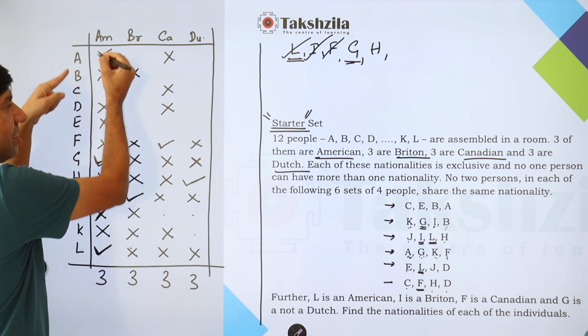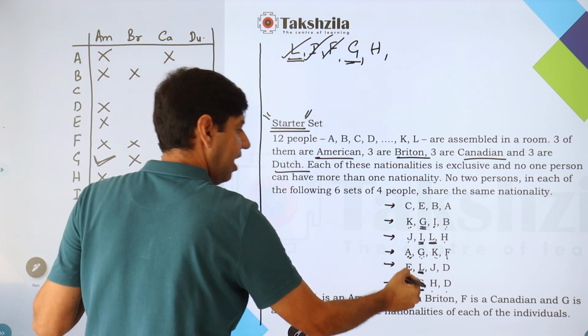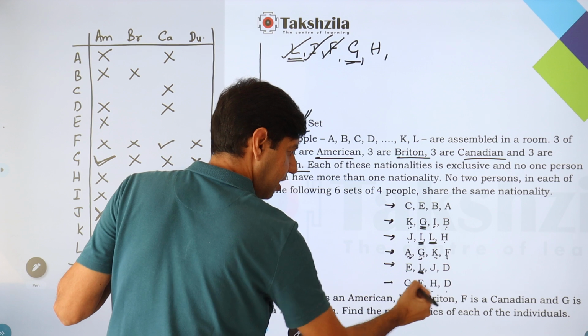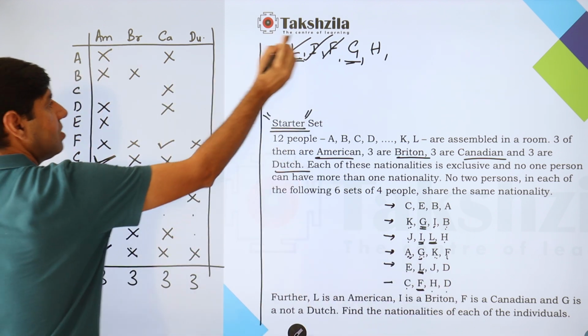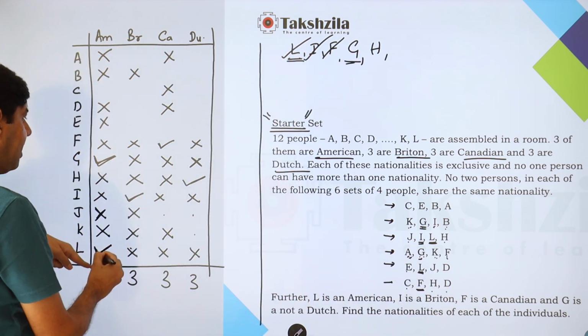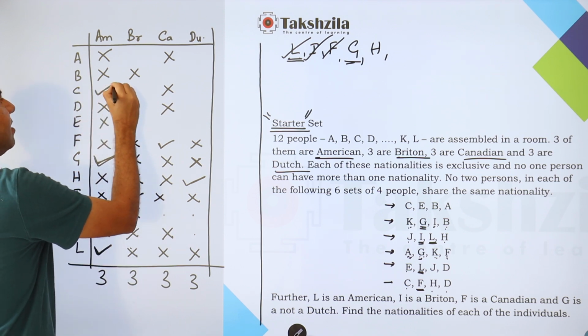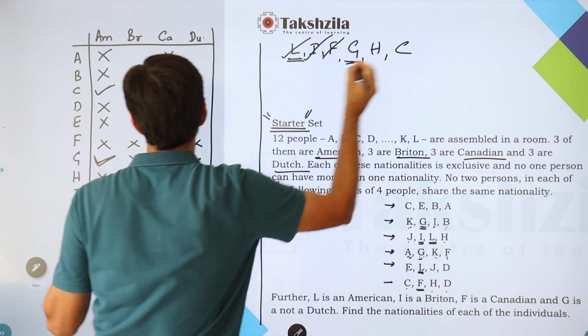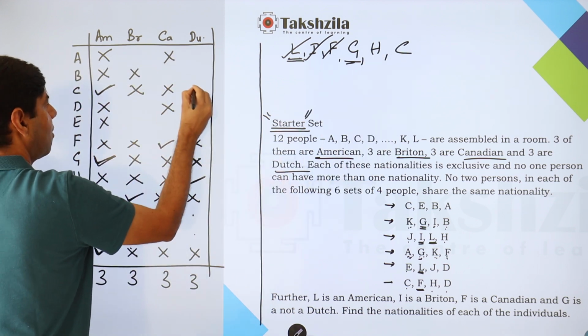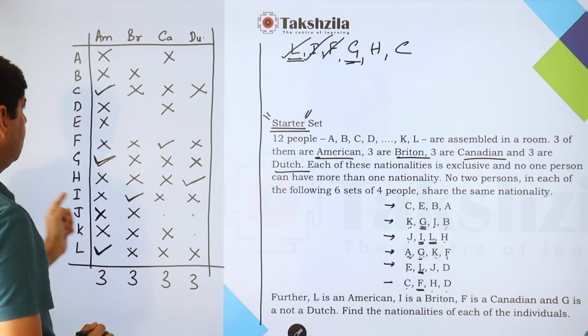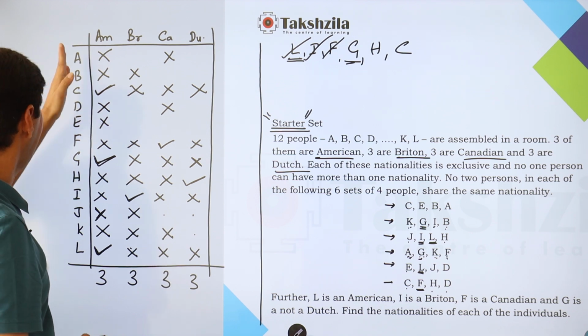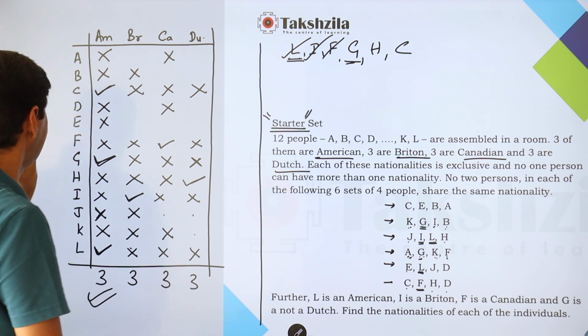Now if you look at this column, I've taken a pause. G is finished, there's no more G. Before I move to H, I realized that there is one more. 3 has to be a tick, C has to be the tick. And if C is a tick, the others are all crosses. So I have already found all the 3 Americans.